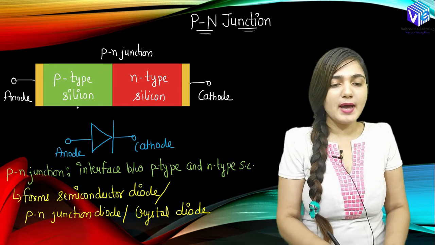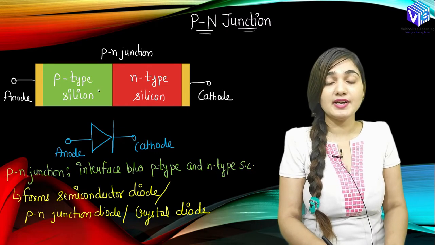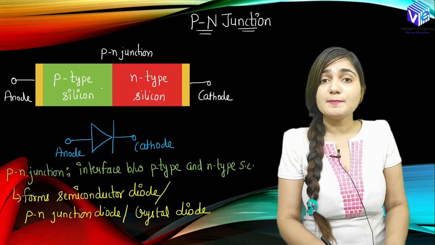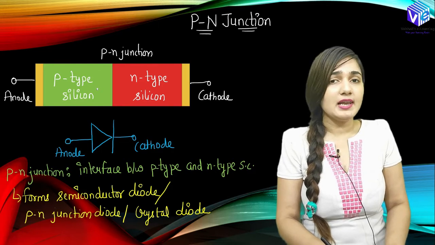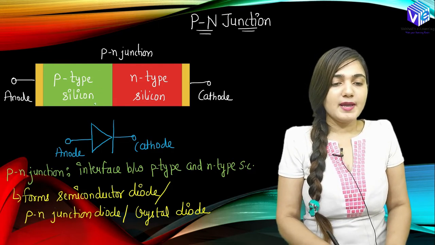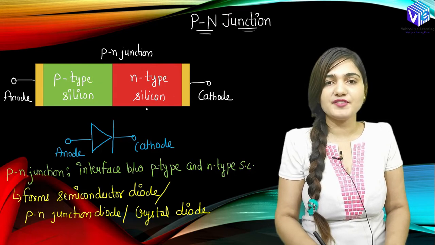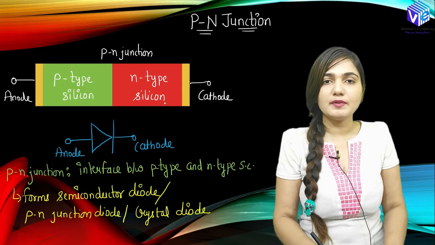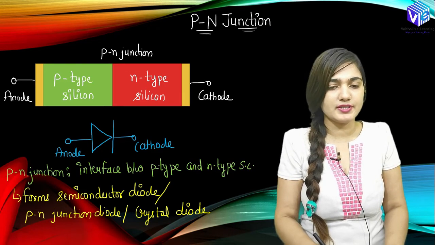Now this is my p-type of silicon. I have already talked about the extrinsic semiconductor in the previous video. What is p-type of silicon? Which is doped with the group 3 elements like the boron. So here we will be having the doping with the help of group 3 elements. Here we have the n-type of silicon, which means I have doping with the help of group 5 elements, like we have the doping with arsenic or phosphorus, right?